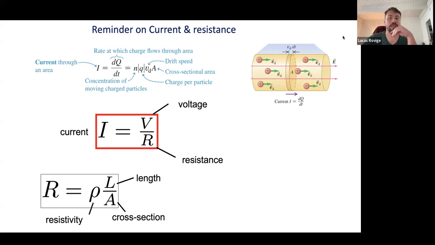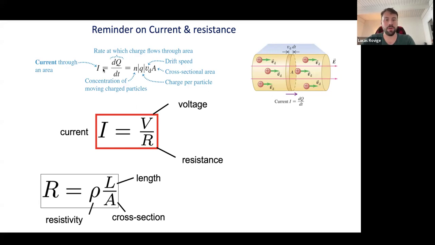Okay, so let's get started with today's lecture. Yesterday, we introduced the notion of electrical current and resistance. Basically, we've seen that the current describes the rate at which the charge flows through the area of a conductor. So it can be viewed as the time derivative of the charge in a conductor.